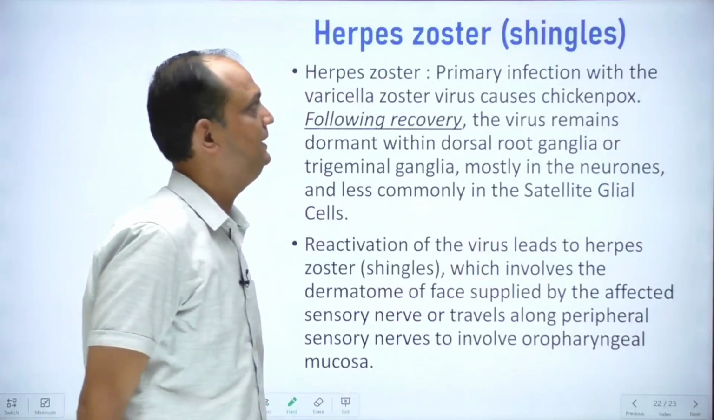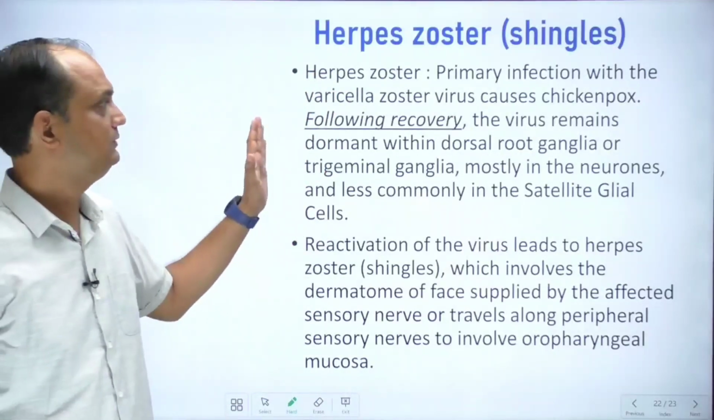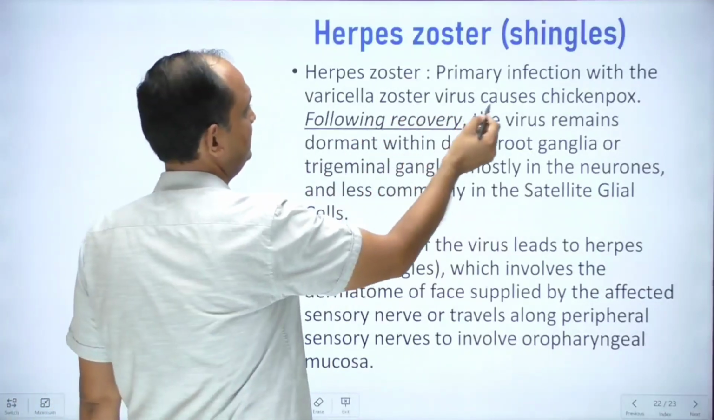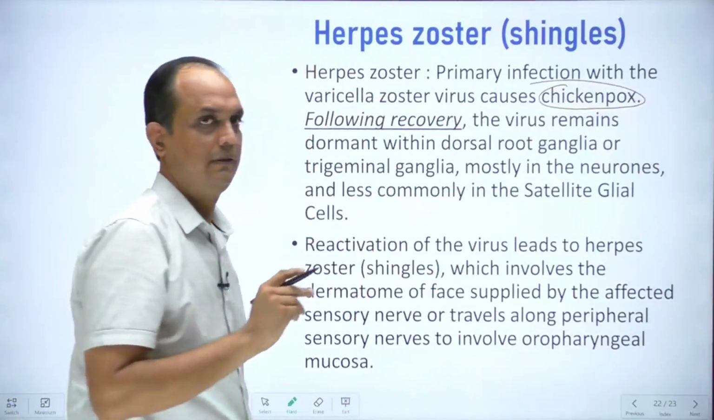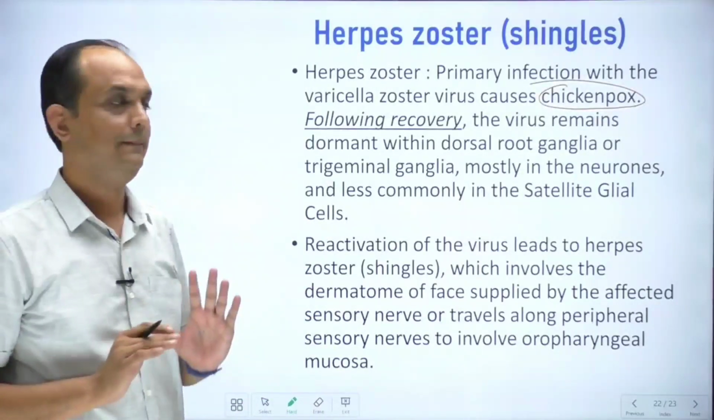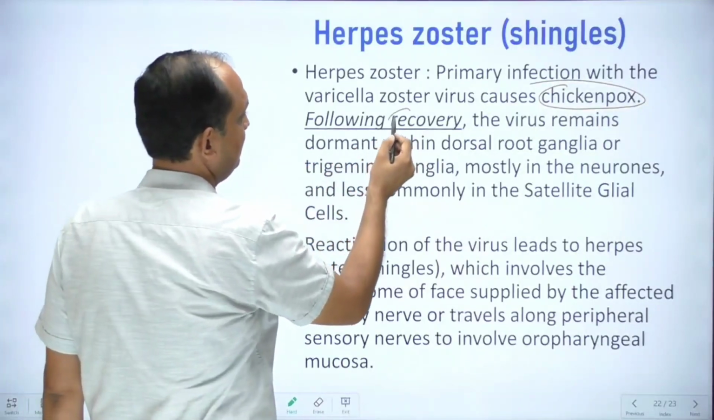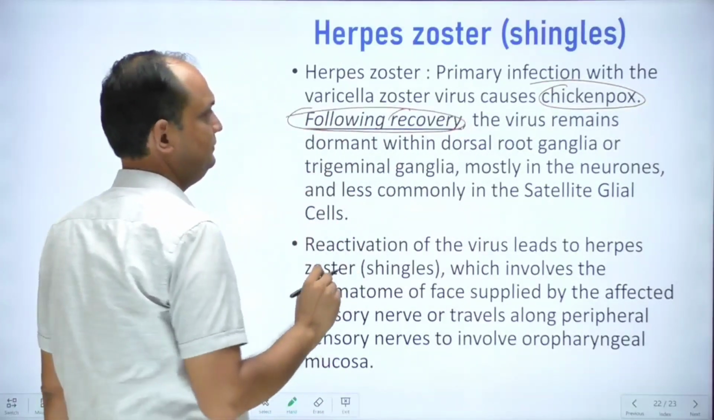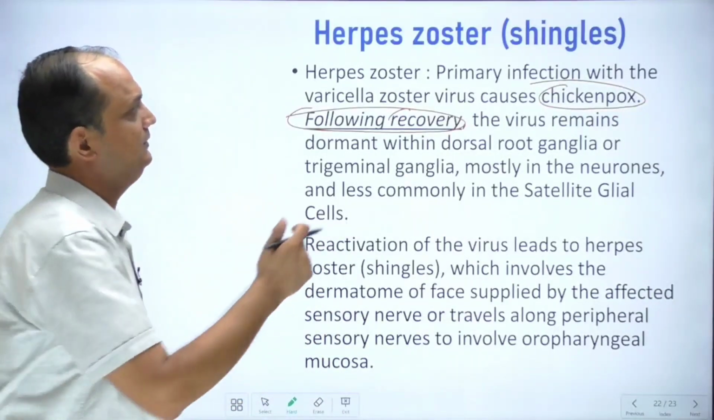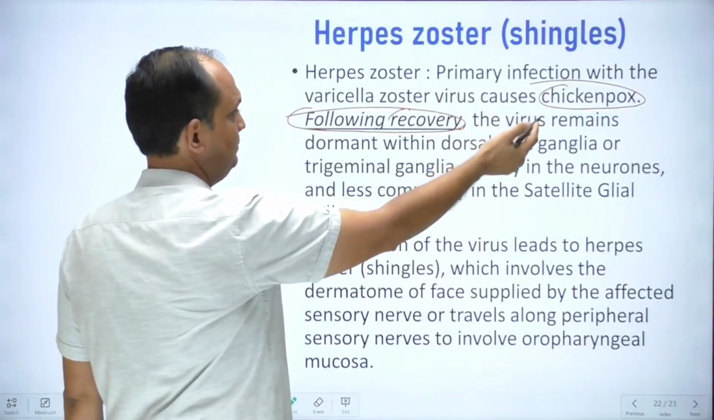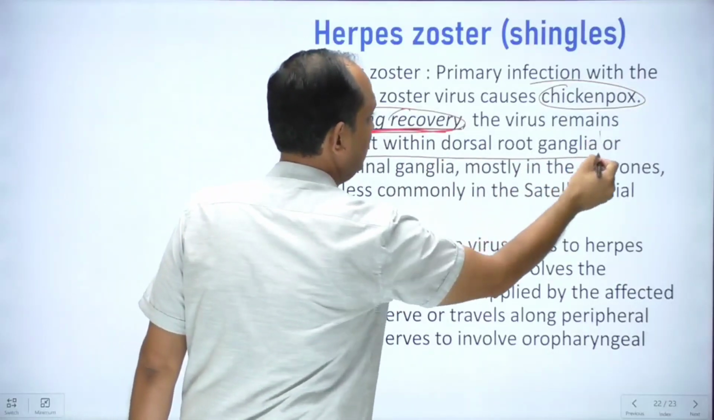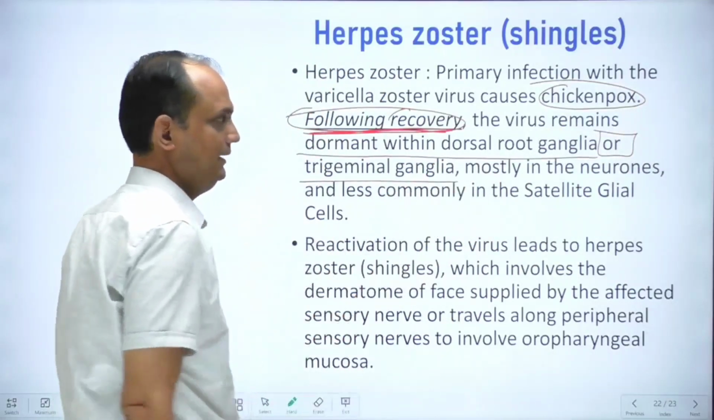Second is herpes zoster. Now what is herpes zoster, and why does herpes zoster occur? Herpes zoster is a viral infection, and the primary infection generally causes chickenpox. Now what will happen after the disease? The virus remains dormant, but after the recovery, if the virus gets reactivated, then the problem comes. So in herpes there is a primary infection that causes chickenpox, and following the recovery the virus remains dormant within the dorsal root ganglia or in the trigeminal ganglia.